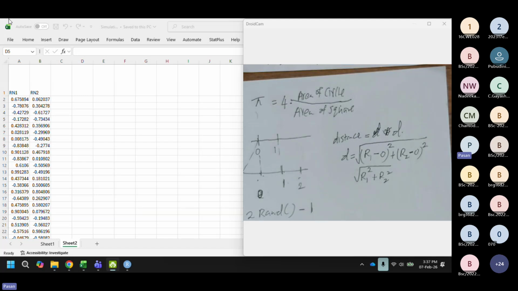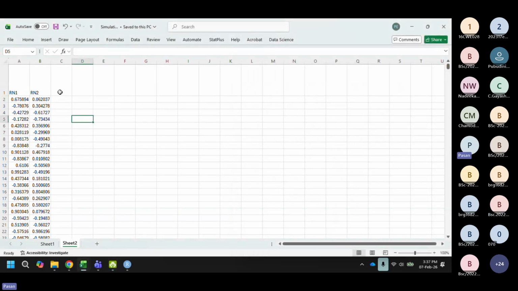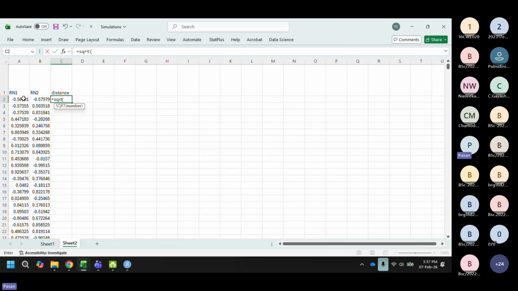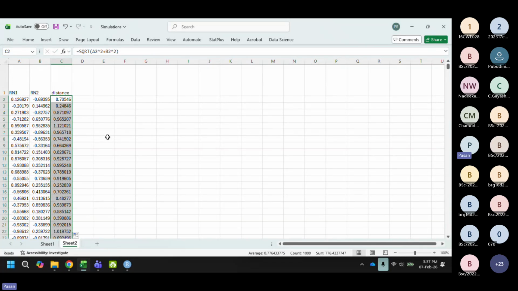So I can use that distance command, right? So this is the distance. Okay, before that, I have used the square root. So let me take the square root of this one square plus this one square. So that is my distance. So I can do this for all the 1,000 here, and I have 1,000 observations, right?